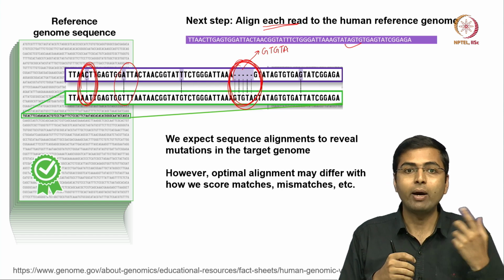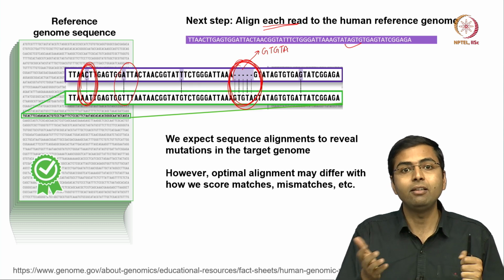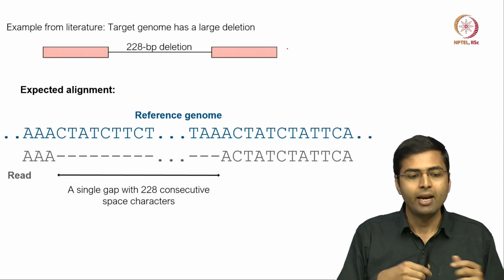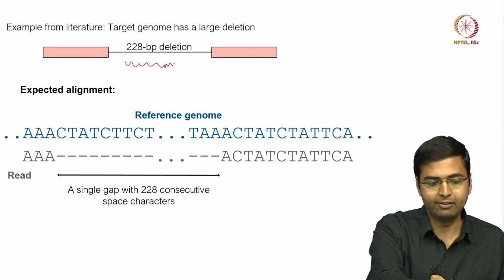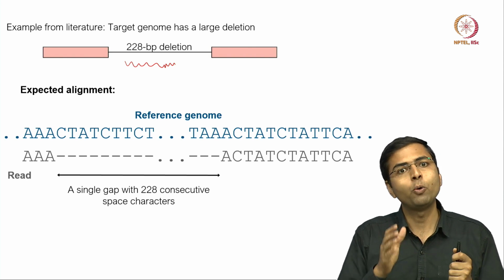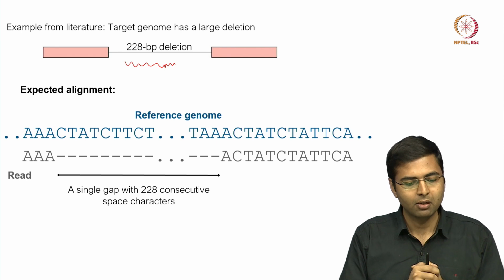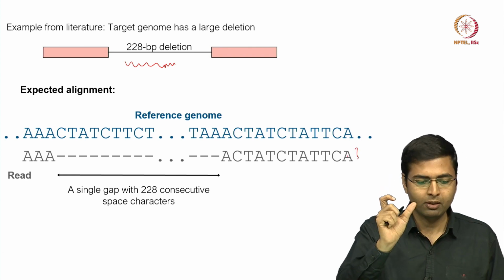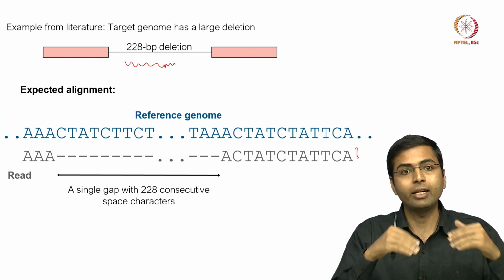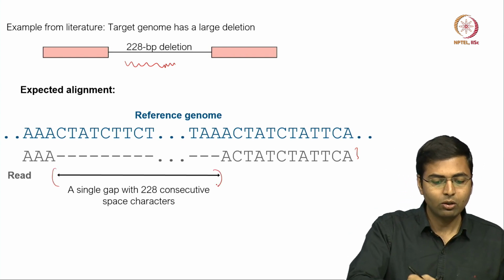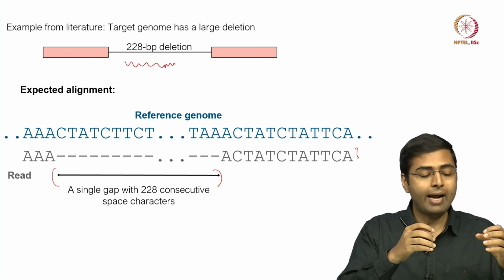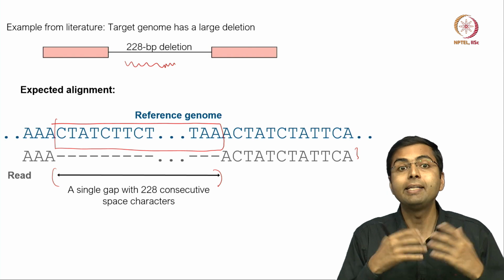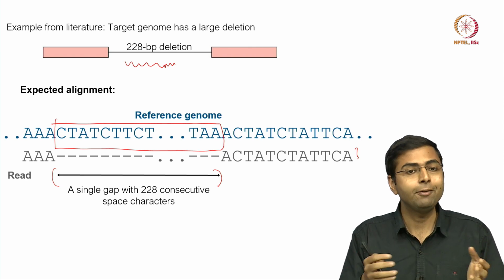Now let us take one example where this scoring system changes the way in which we observe the alignments. Imagine that we have a target genome in which there is a large deletion of 228 characters. So there is a mutation in which 228 characters are deleted in the target genome. In an ideal alignment, what we would want is that the reads sampled from this particular region of the genome should align to the reference genome and reveal a consecutive run of space characters, so that I know that these 228 characters in my genome are missing, that is, they are deleted. Therefore, they should point to a deletion mutation in the target genome.